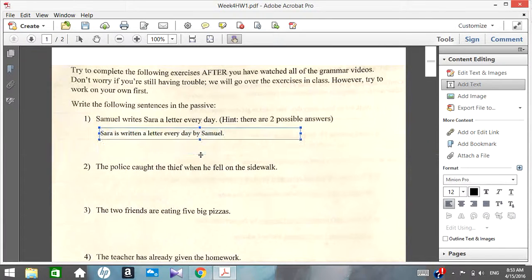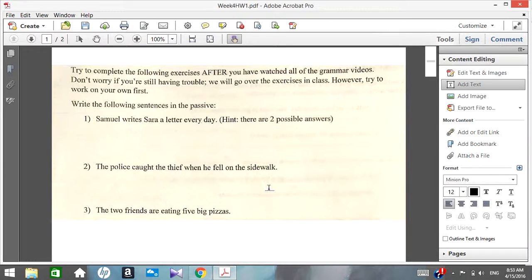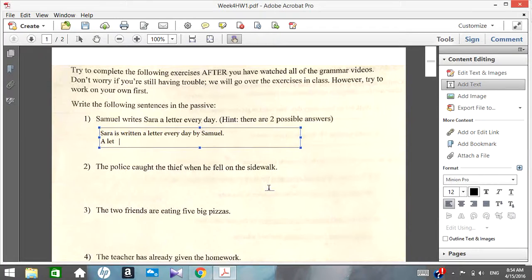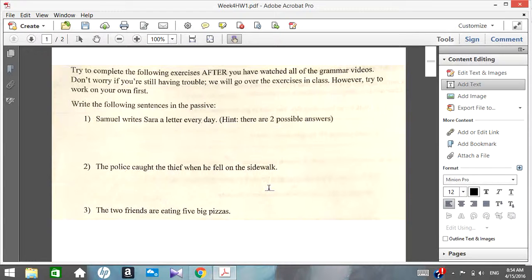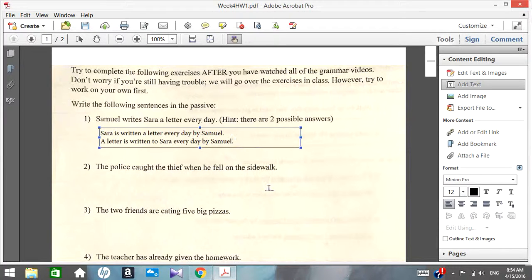Now let's see if I can do another type of sentence. This is my other object. A letter is written to Sarah every day by Samuel. So both of these are correct. I would probably choose this one because it's a little bit easier. If you write this one, you have to add to, just so you know. So this one has 2 possible answers. Okay, let's move on to number 2.